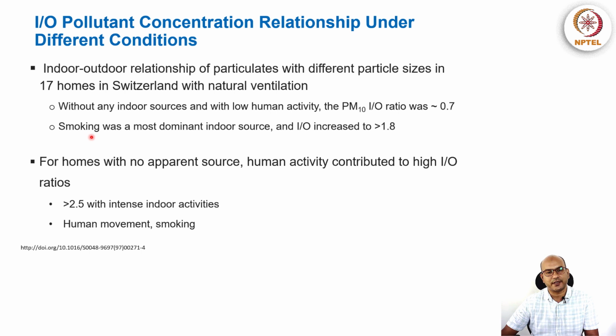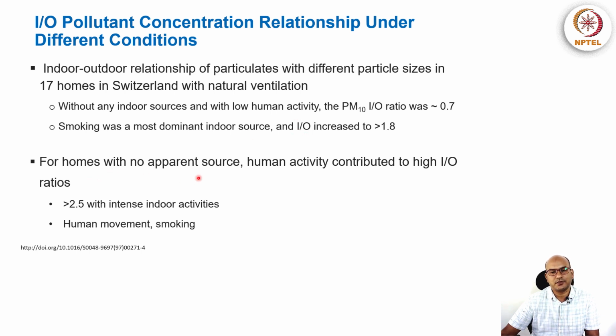But when you introduce smoking, the I by O ratio increases tremendously to 1.8. Smoking has introduced particulate matter to the indoor air at a rate which is more than how fast deposition can take place in the space. So there would be an increase in the indoor particulate matter, and in relation to the outdoor air the concentrations will be much higher, and hence in this study the I by O ratio was observed to be more than 1.8. So indoor sources will tremendously influence the I by O relation.